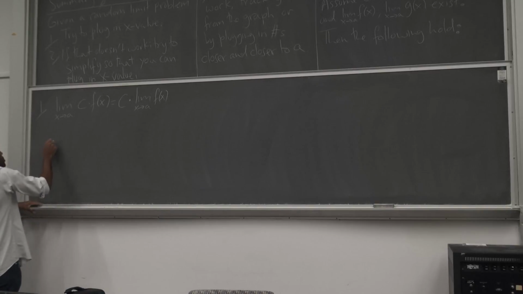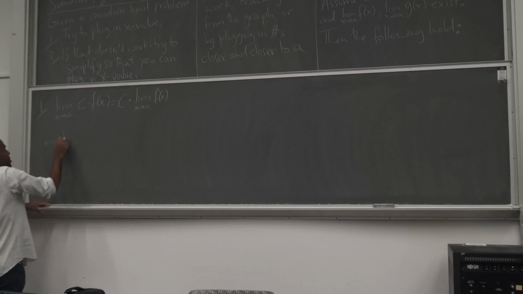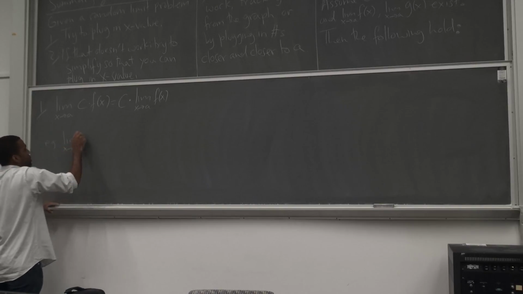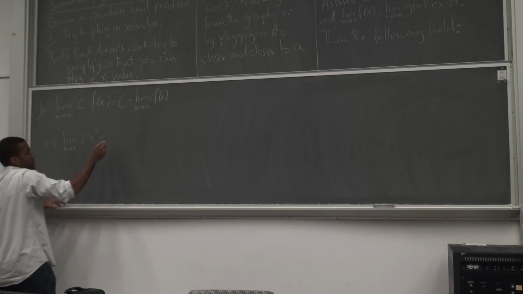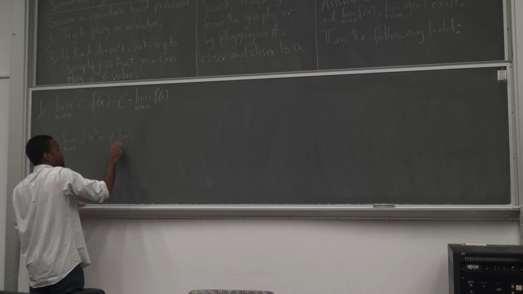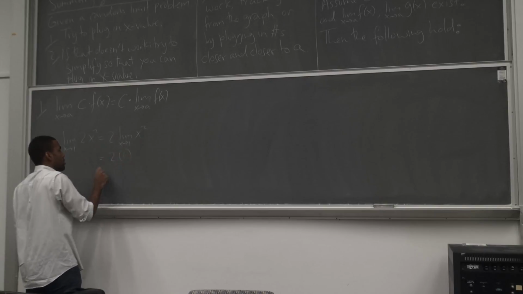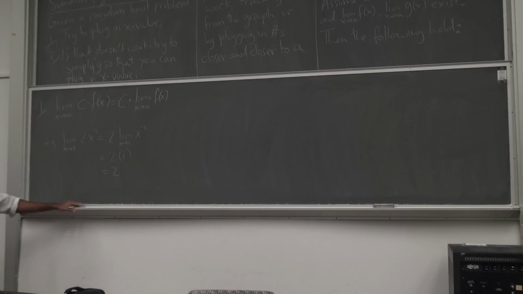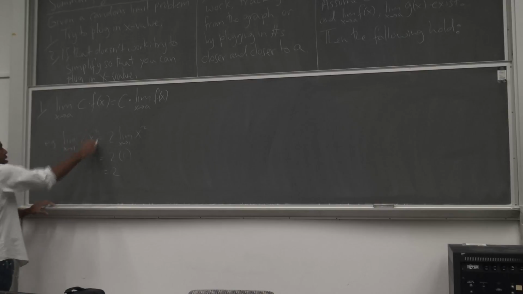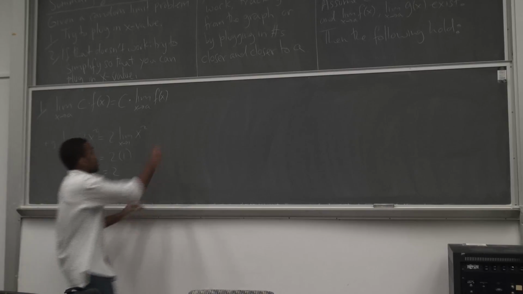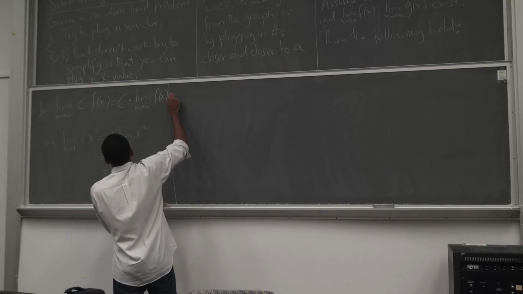So, just a silly example. Let's say I ask the limit as x approaches 1 of 2x squared. Well, that's just the same as 2 times the limit as x approaches 1 of x squared, which is just 2 times 1, which is 2. Or you can literally just think of it as plugging in 1. But you should know that constant factors, we don't care. You can factor them out or just plug them in. It won't matter.